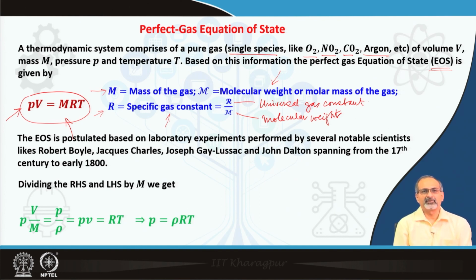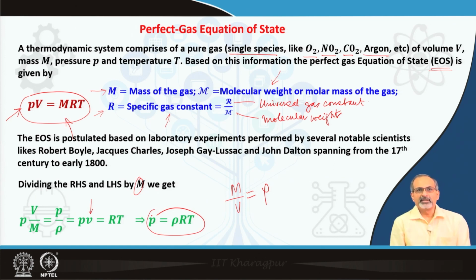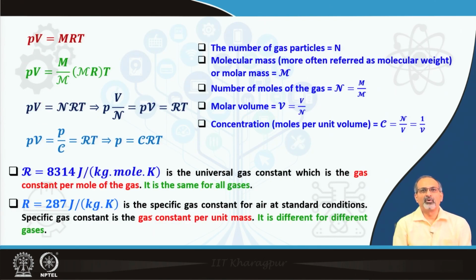Now, if you divide the right hand side and left hand side by m, which is the mass, we would get P times V by m equal to P by rho, because mass over volume would give you density. Therefore, it becomes P by rho, which is also equal to P times v, the specific volume, equal to R T. Therefore, we can write it also as P equals rho R T. So, these are different possible equivalent forms of the perfect gas equation of state. Let us move on to some more forms.